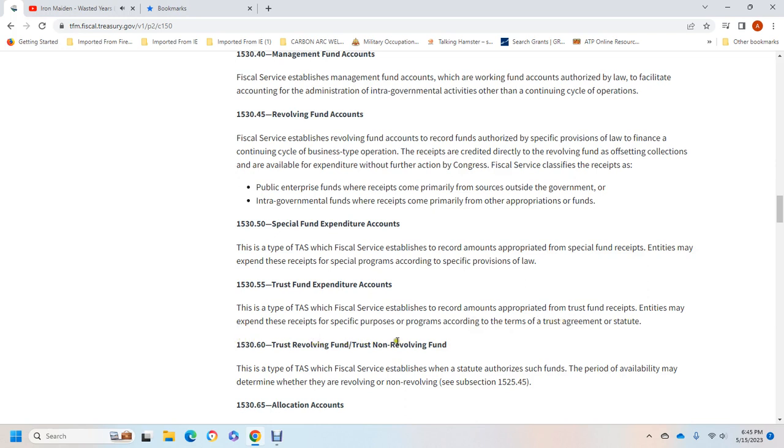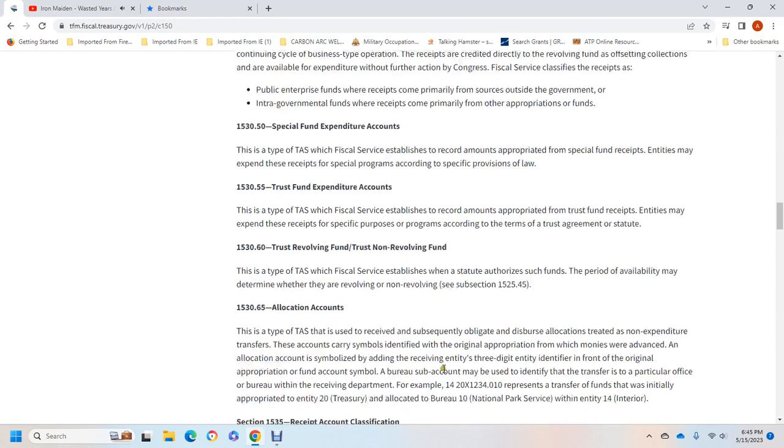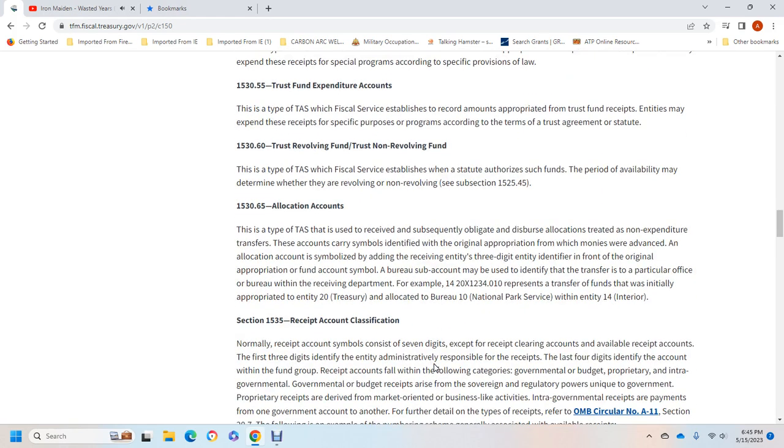1530.60 Trust Revolving Fund, Trust Non-Revolving Fund: the Treasury accounting symbol is established by statute, which authorizes such funds with the period available to determine whether they are revolving or non-revolving. Allocation accounts with this type of Treasury accounting symbol receive subsequent obligations, and the non-expenditure transfer accounts carry the symbol identified with the original operation.